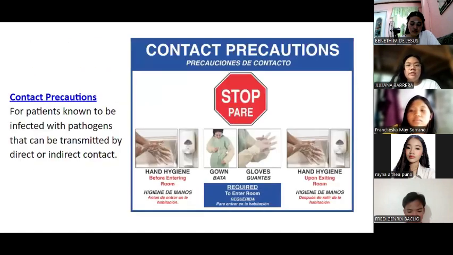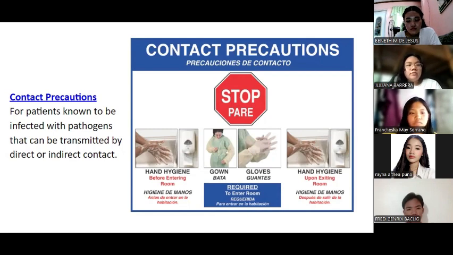Ayan. So as what I stated earlier, transmission-based precautions are used for patients who are known or suspected to be infected or colonized with highly transmissible pathogens for which additional safety precautions beyond standard precautions are required. So yun nga yung 4 types of transmission. So let's start with contact precautions.